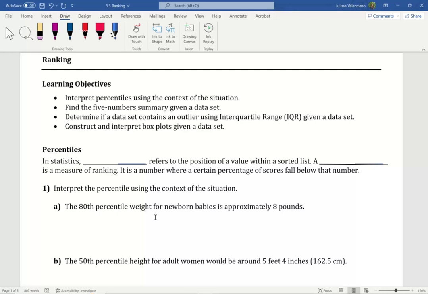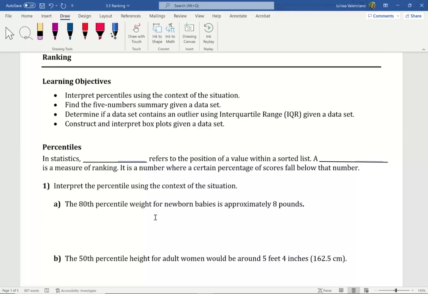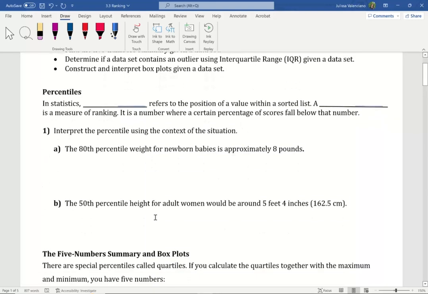The next learning objective is to determine if a data set contains an outlier using the interquartile range, which is known as the IQR. The last learning objective is to be able to construct and interpret box plots given a dataset. Let's go ahead and start by talking about percentiles.